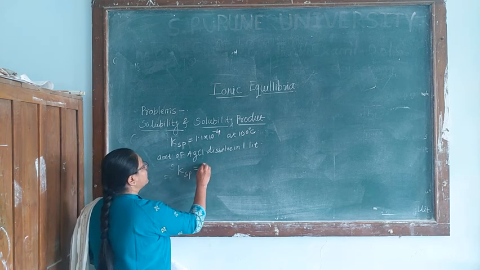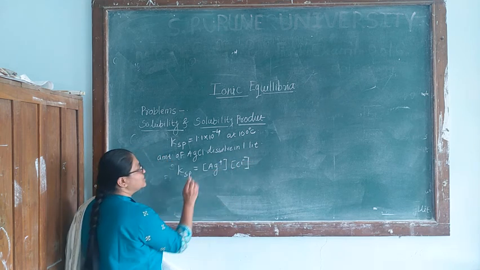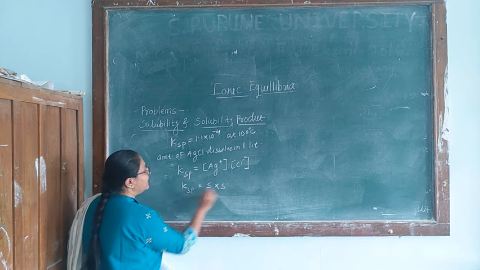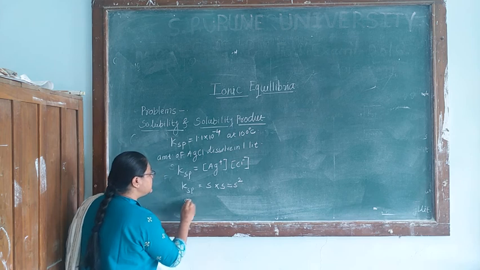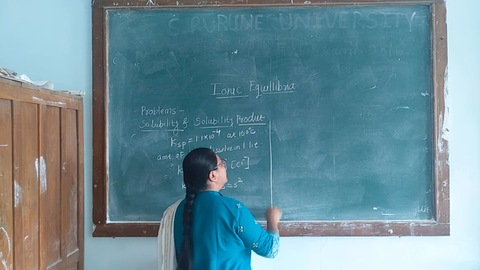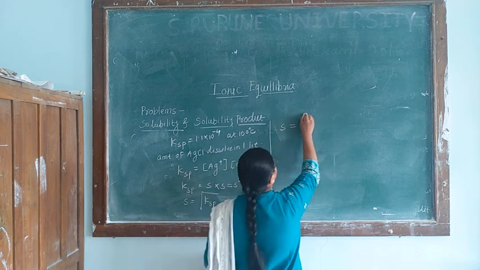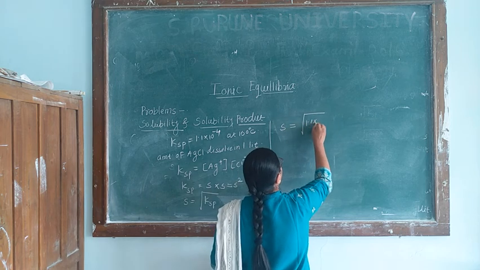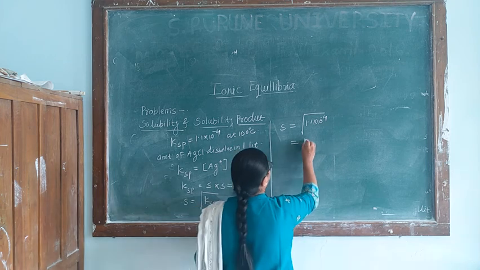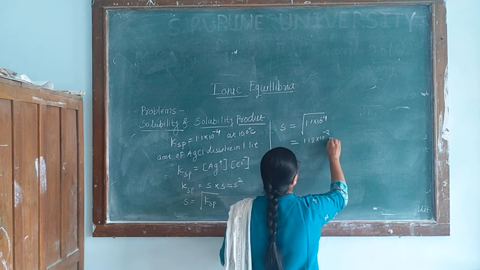Therefore, simply, KSP, the solubility product for silver chloride, is equal to the concentration of Ag plus ion into the concentration of Cl minus ion. Now we will write it in terms of solubility. Simply S square. Therefore, S is equal to the square root of KSP. So let's first calculate the solubility in moles per liter. From this formula, we will get the solubility in moles per liter. The square root of 1.1 into 10 to the power minus 4 is equal to 1.18 into 10 to the power minus 2 moles per liter.